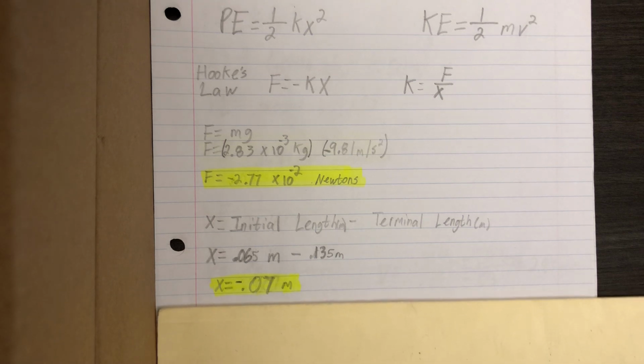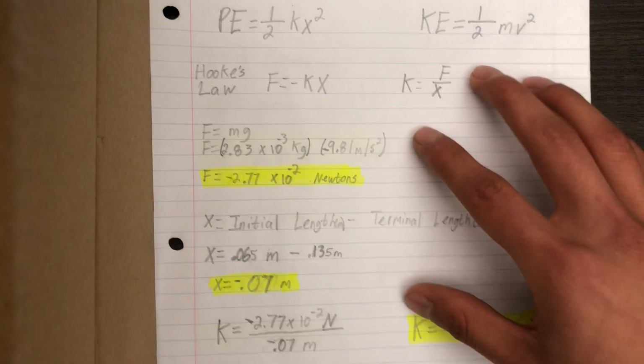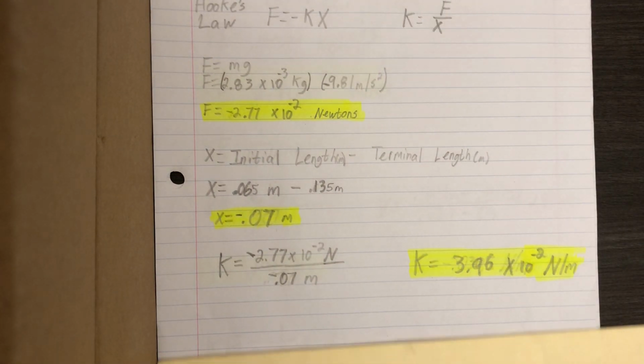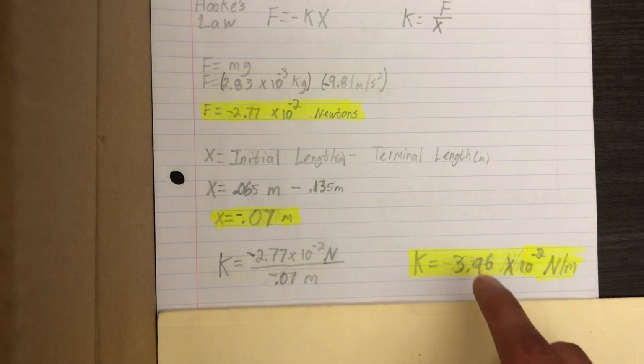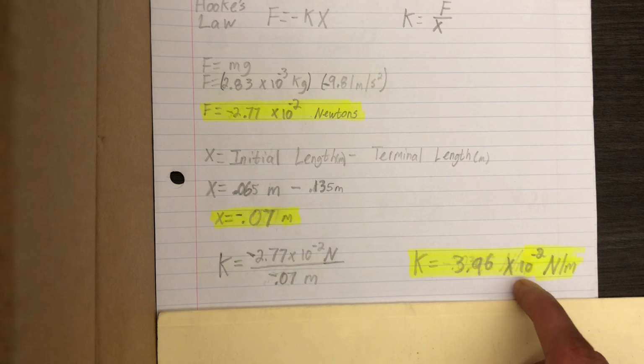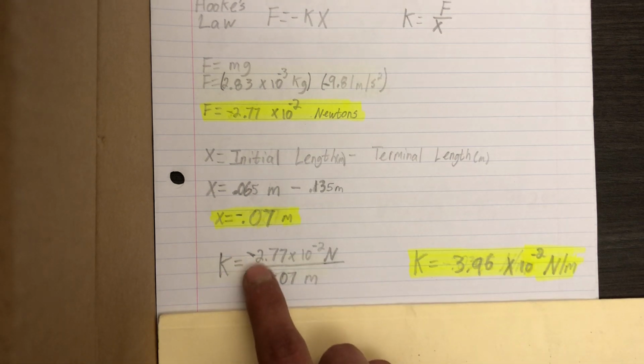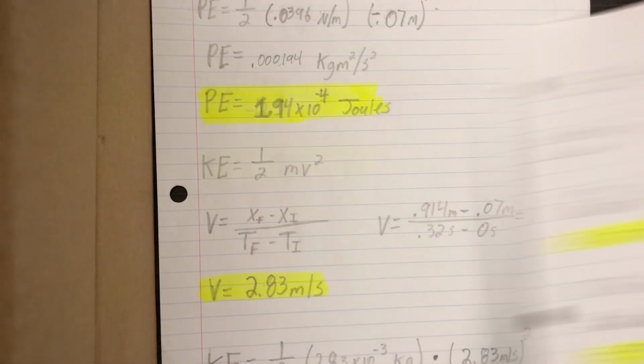And then for my x, I needed to do initial length minus terminal length, which was an outcome of negative 0.07 meters. After getting both of those numbers and plugging them into the k constant equation of force over x, I came up with the answer of 3.96 times 10 to the negative second newtons per meter. That's because both negatives canceled out at the end.